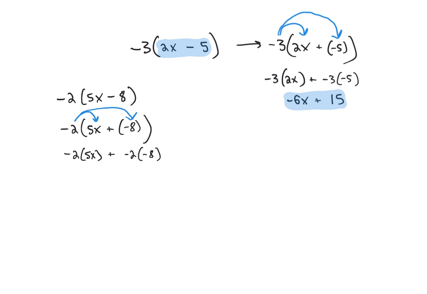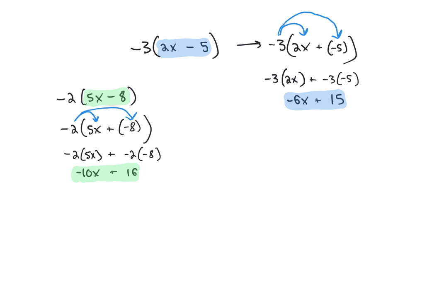And then when we simplify those down, negative 2 times 5x is going to give us negative 10x, plus negative 2 times negative 8 is a positive 16. So again, we went from an expression where we have a subtraction operation inside those parentheses to an expression where our operation is addition because we distributed that negative.